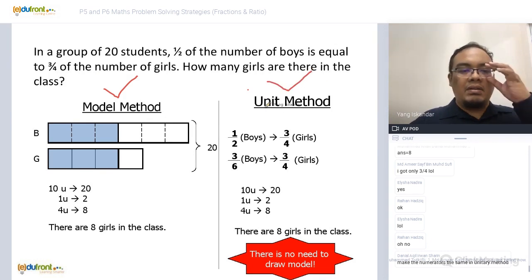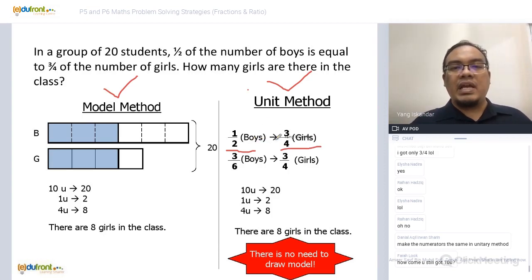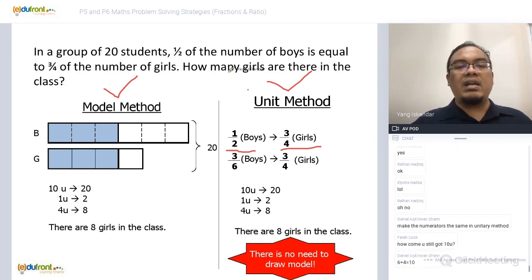Okay, now let's analyze the question again. Half of the boys, you see, I put half of the boys here. Half of the boys is equal to 3/4 of the girls, right? 3/4 of the girls. Now take note. I put boys here and girls here. You cannot put it like this: half equals 3/4. This is mathematically wrong.